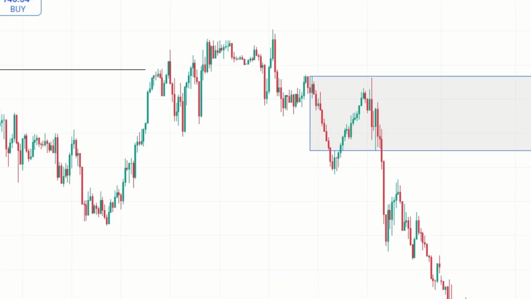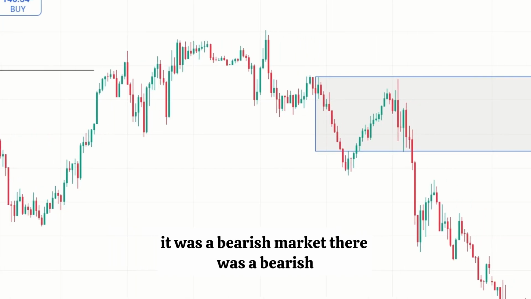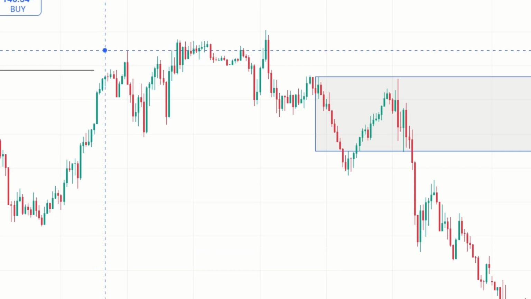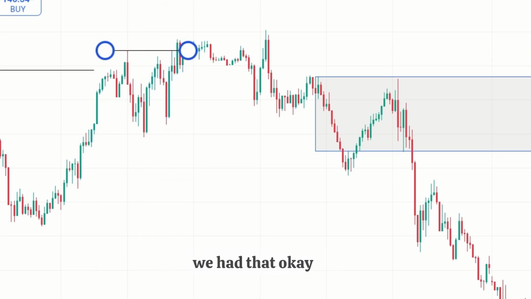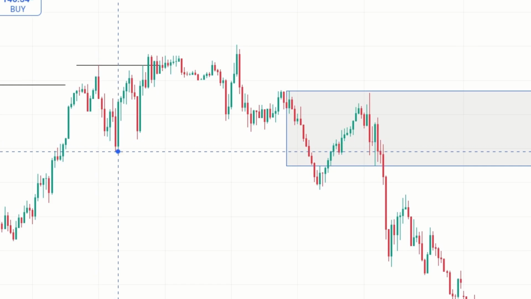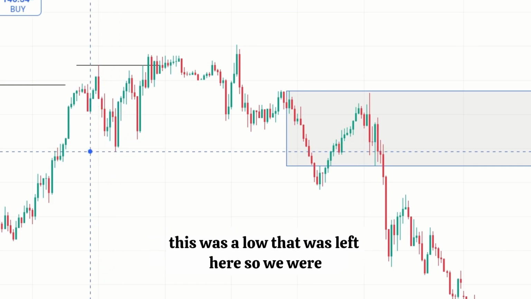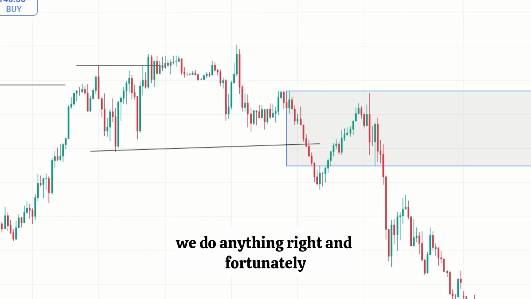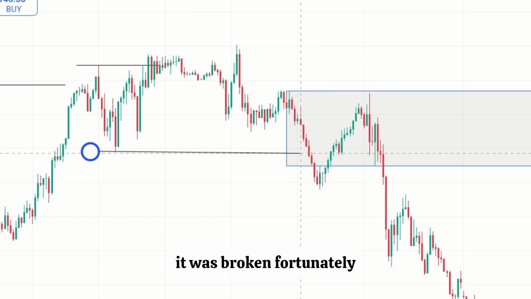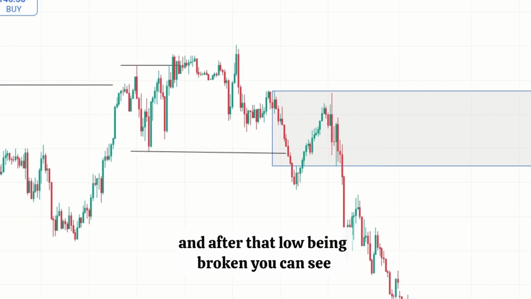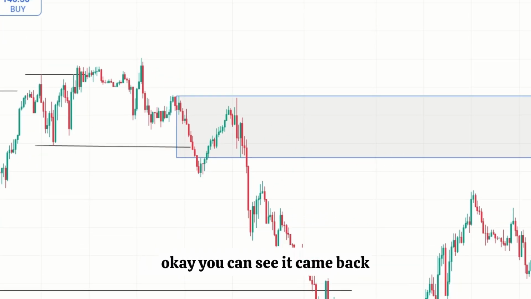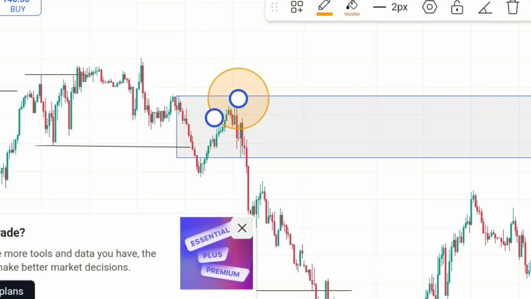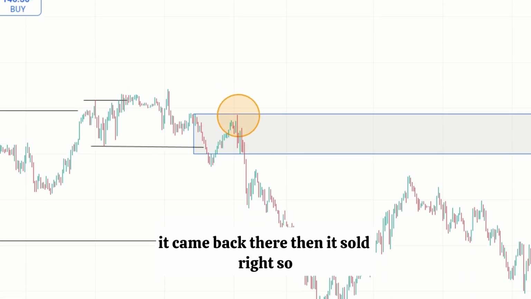Even before it did that, we had a bearish market here. There was a bearish market right here. This was a high, right? Then we had this, we had that. This was a low that was left here. So we were waiting for this low to be broken before we do anything, right? And fortunately, that low was broken. After that low being broken, you can see it came back there, then it sold, right?